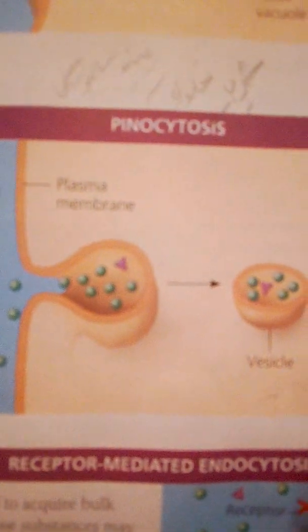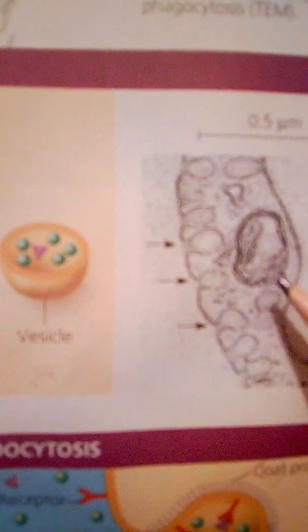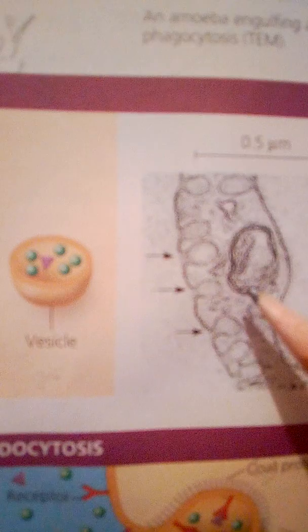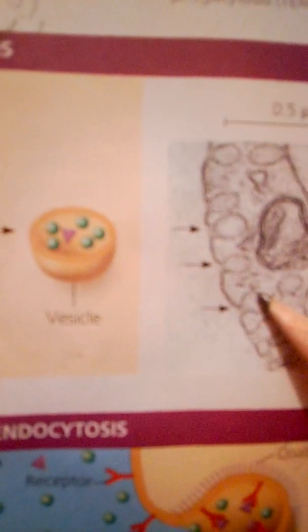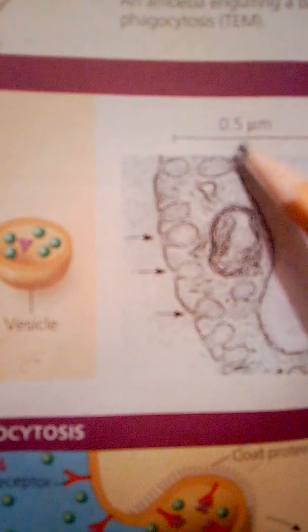Notice the vesicle. Notice pinocytosis, vesicles forming around a cell lining a small blood vessel. Notice also the size, 0.5 micrometer. Receptor-mediated endocytosis. Notice coat protein, coated vesicle, coated pit.